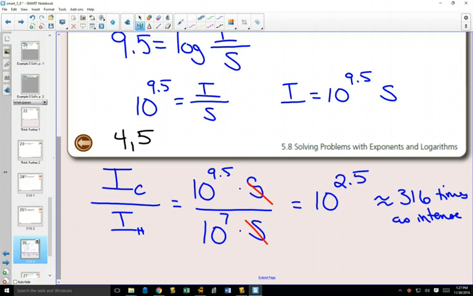Questions 4, 5, 9, 10, and 11. We're going to take some time to work on those and work on the ones from earlier.